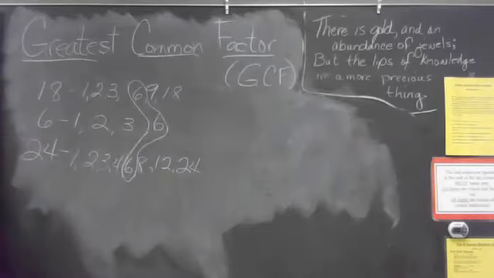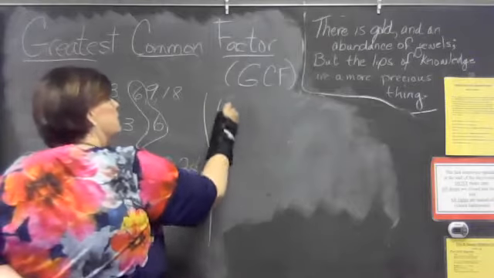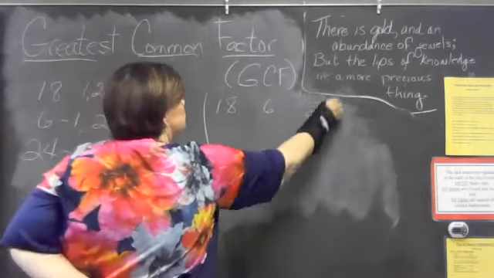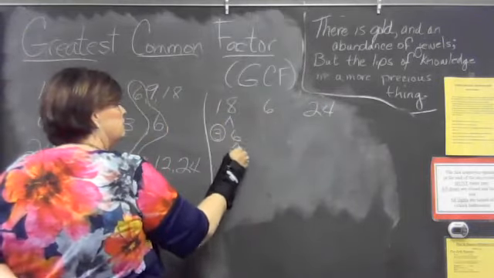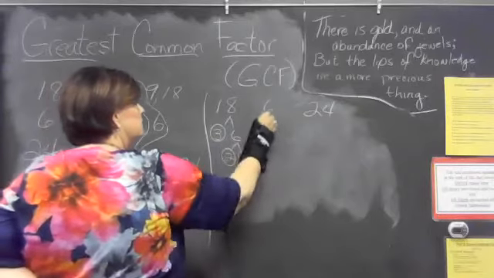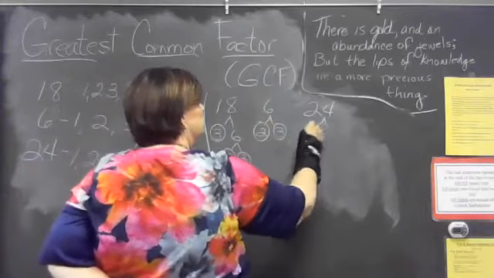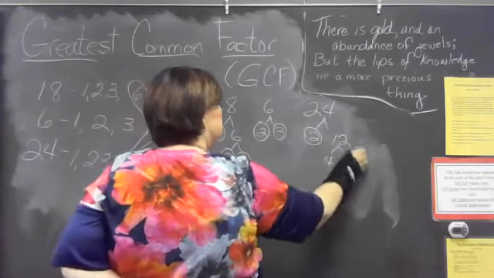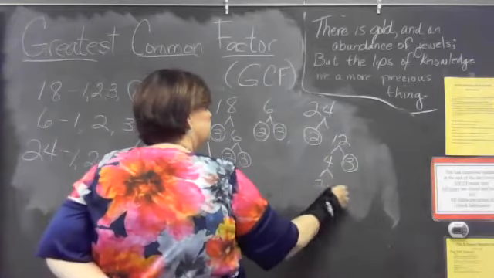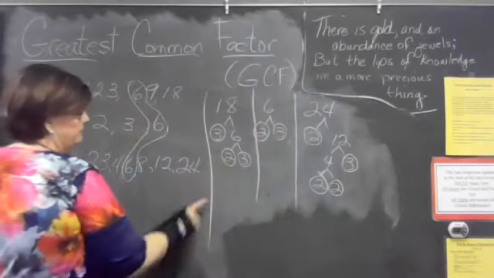And here we go. Okay, so 6 is the greatest common factor here. Let's do the T-chart real quick. 18, 6, and 24. 3 times 6, 2 times 3, 2 times 3, 12, 4 times 3, 2 times 2. So I have to find the ones that match.